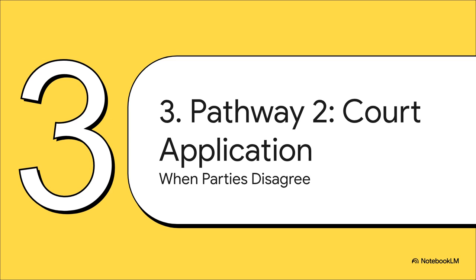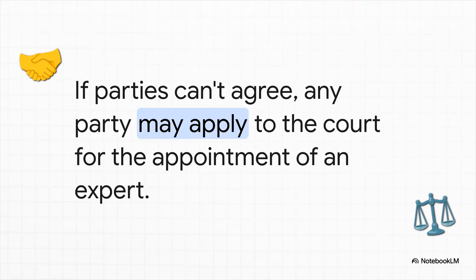So what happens when that kind of collaboration just isn't in the cards? Maybe the other side is being difficult, they won't agree on an expert, or you can't even agree on the question to ask. Well, that leads us straight into our second pathway, making an application to the court under Rule 429G, Subrule 2. Yep, Rule 429G2 is your go-to procedural tool when negotiations completely fall apart.